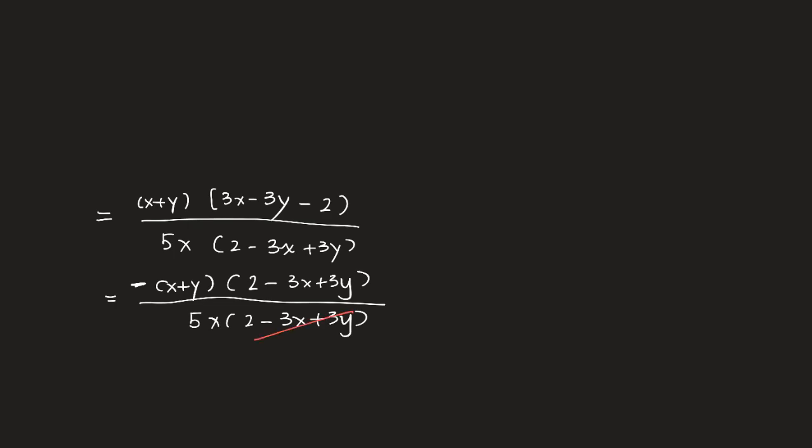Okay, that is why you can simplify this term, and then you have negative x plus y over 5x here, like this. And that's it for simplification.